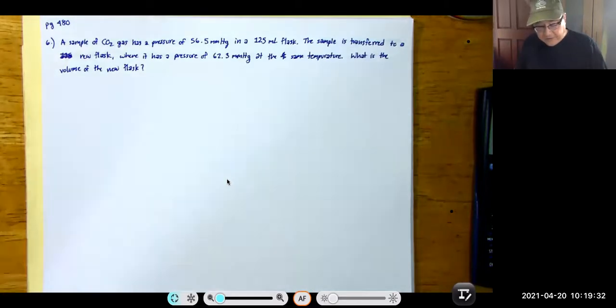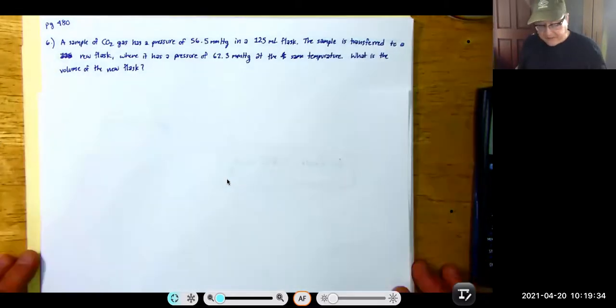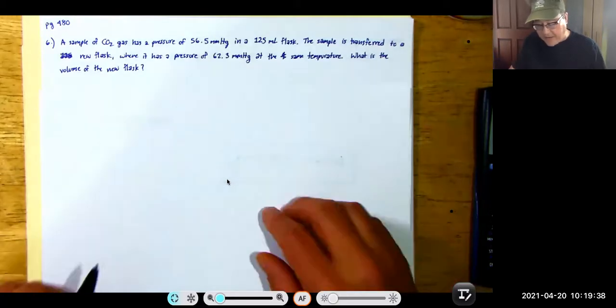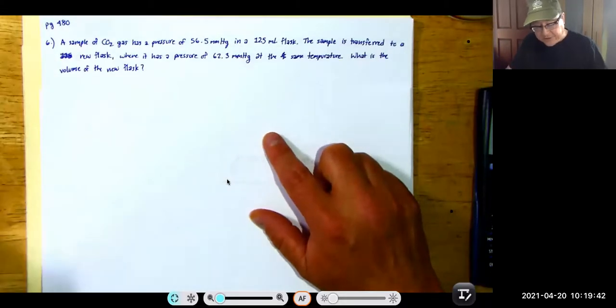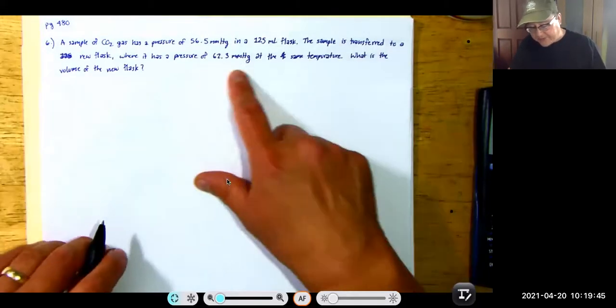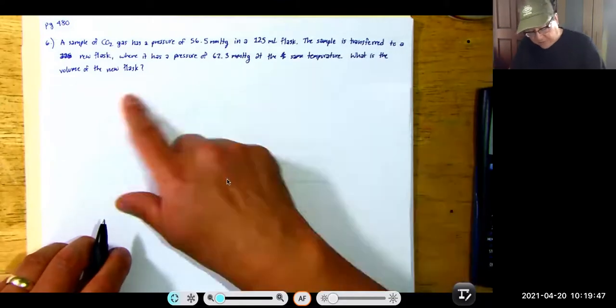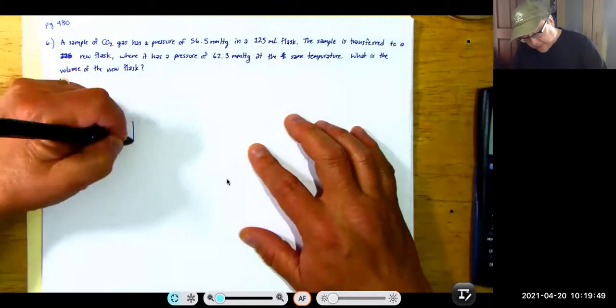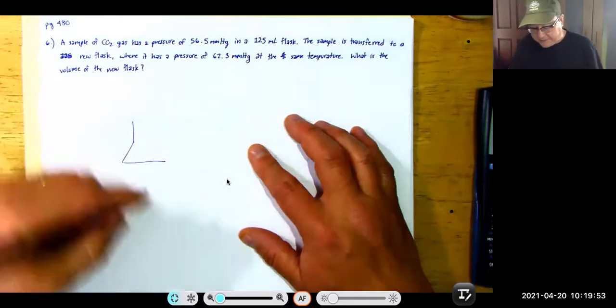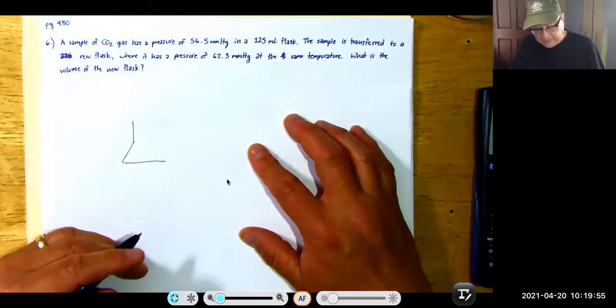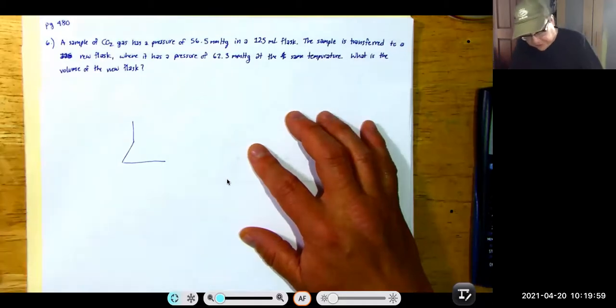A sample of CO2 gas has a pressure of 56.5 millimeters of mercury in a 125 milliliter flask. The sample is transferred to a new flask where it has a pressure of 62.3 millimeters of mercury at the same temperature. What is the volume of the new flask? In my class, you do not have to memorize whose law it is you need to use to do this.